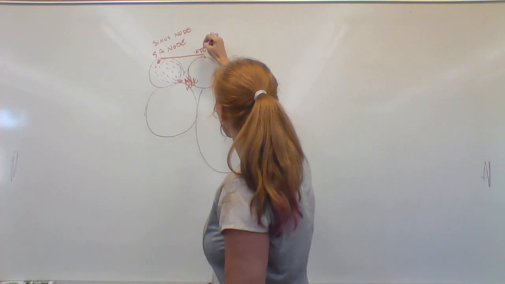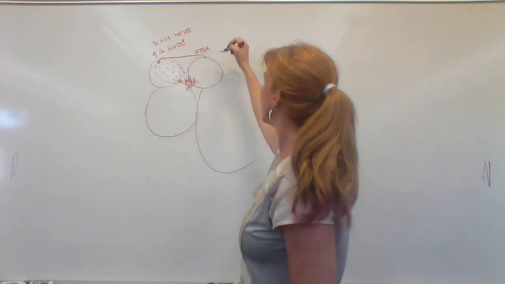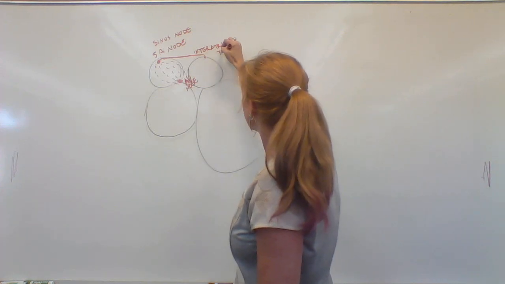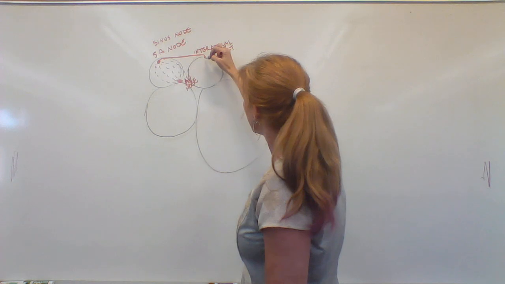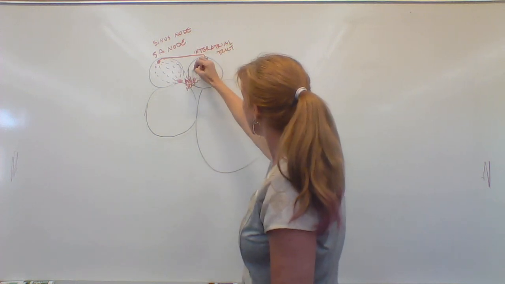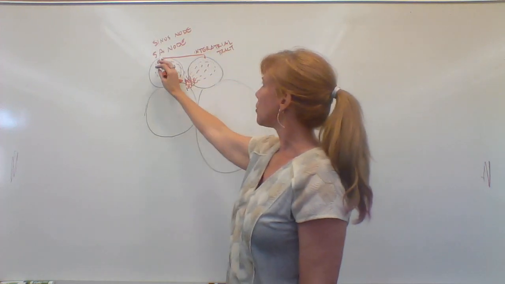It's inter because it's connecting two different ones. Atrial tract. And then from here, we got some of these tracts that will lead back to the AV node. All right, so electricity starts here.